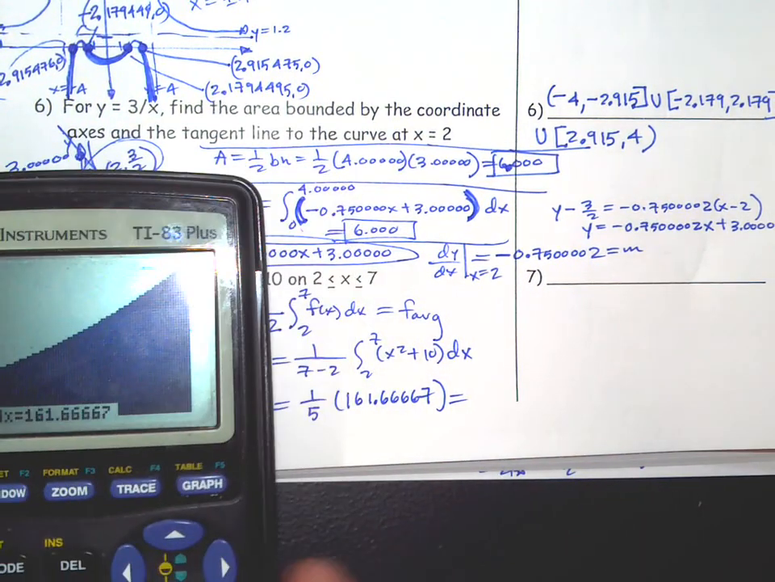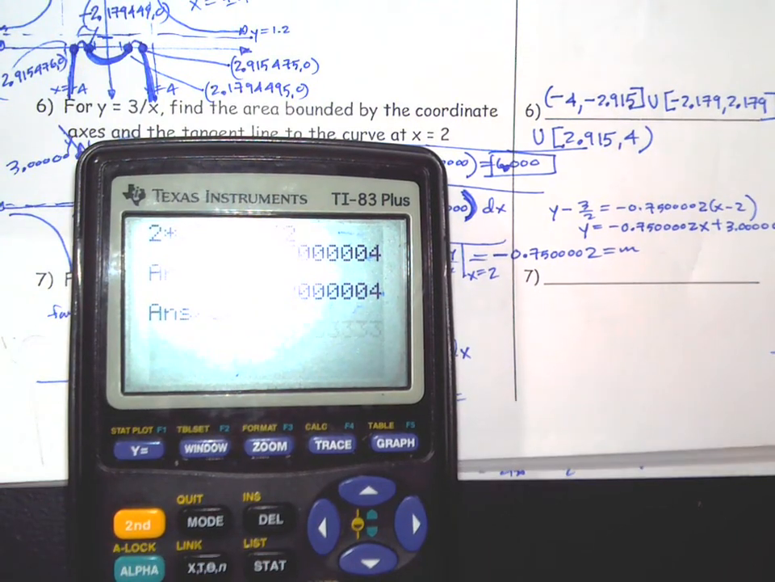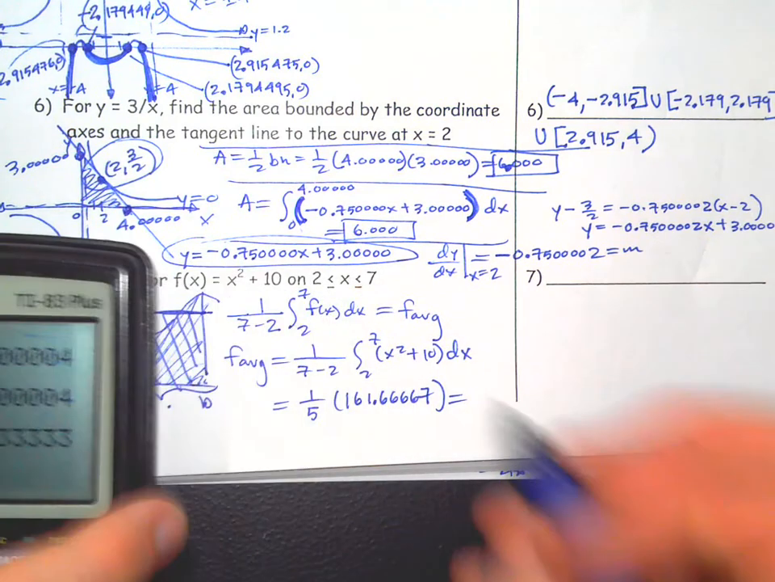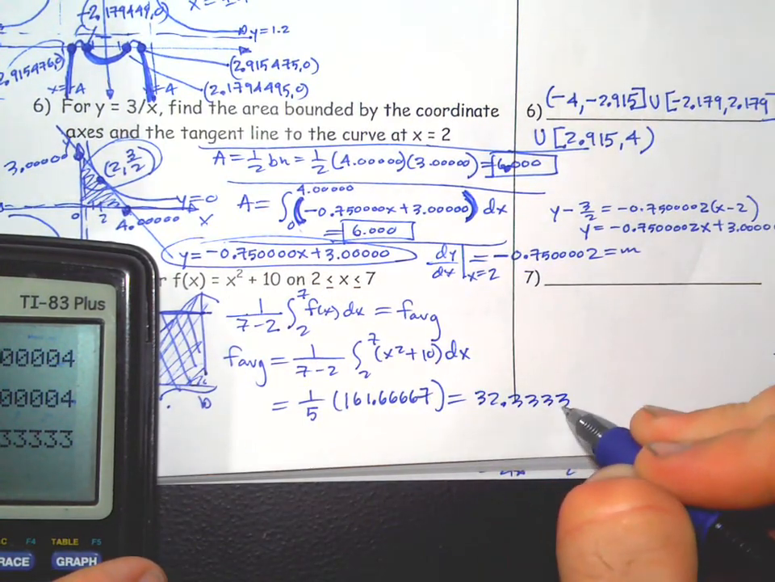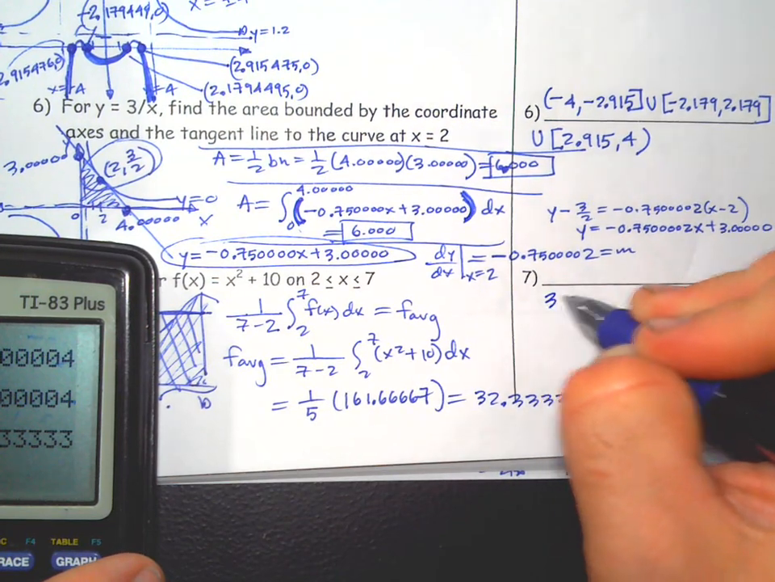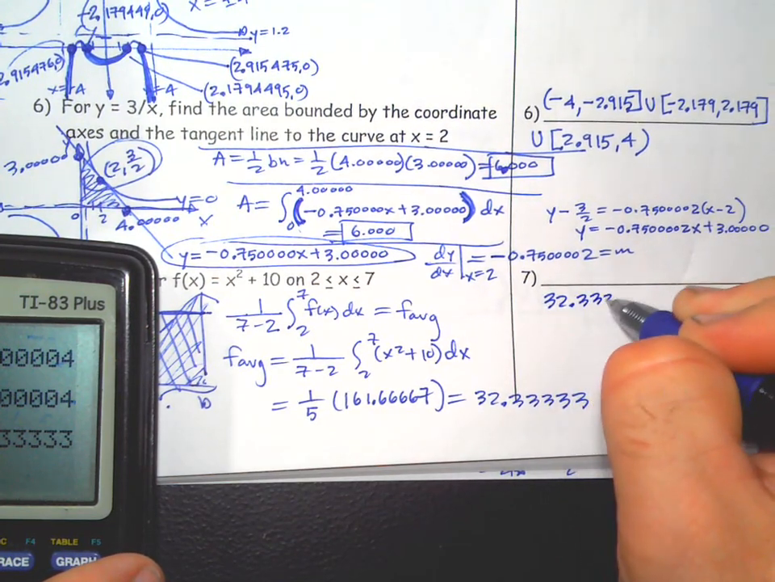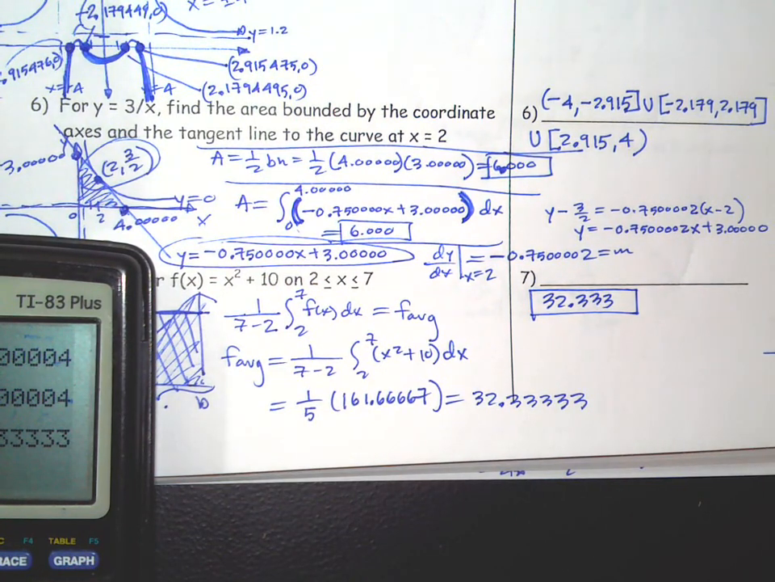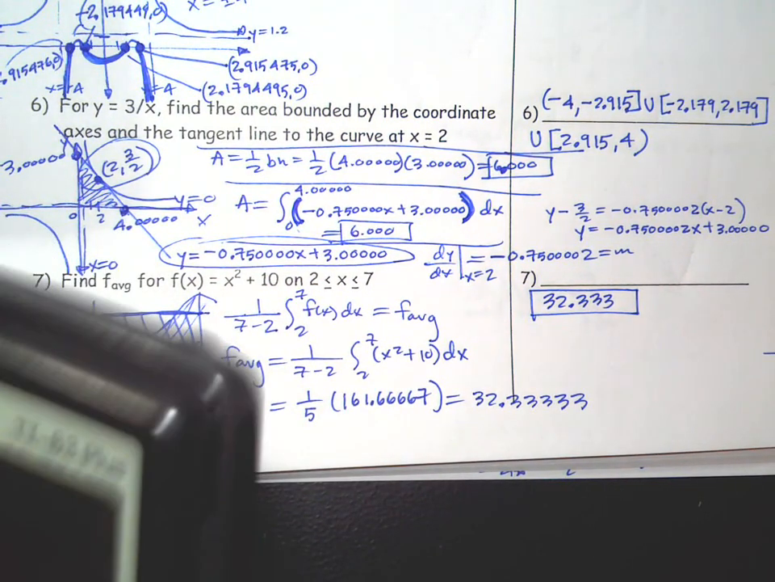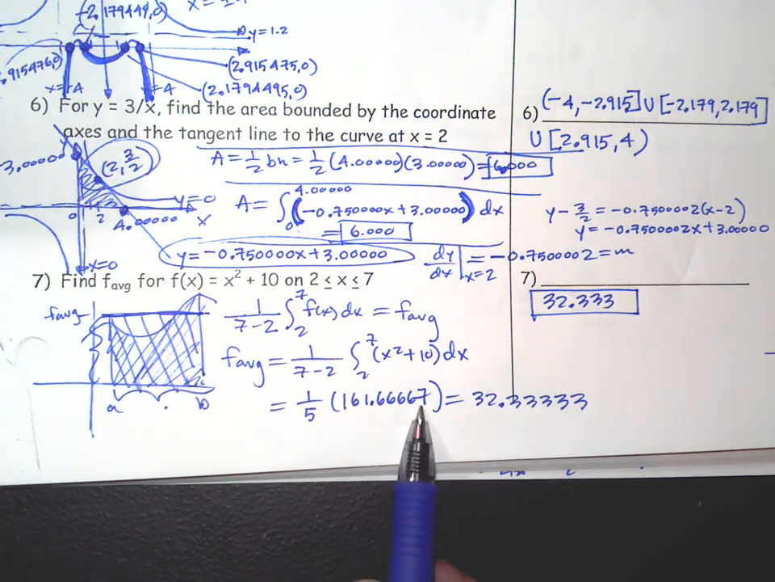But check this out. We can say divided by 5, and it takes you to the home screen, divides your answer from previous. 32.33333. So the final answer is 32.333. Round truncate comes out the same. Do not say 32 1/3. That is not exactly what your calculator probably gave you. It wasn't perfect.